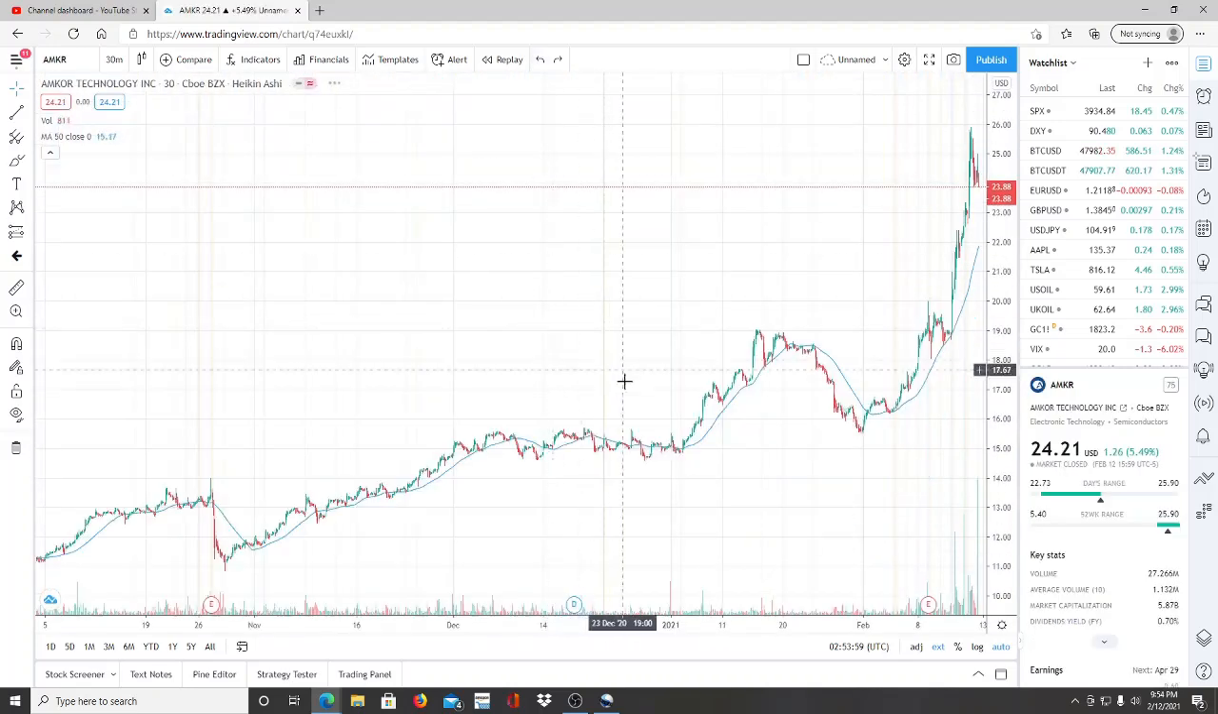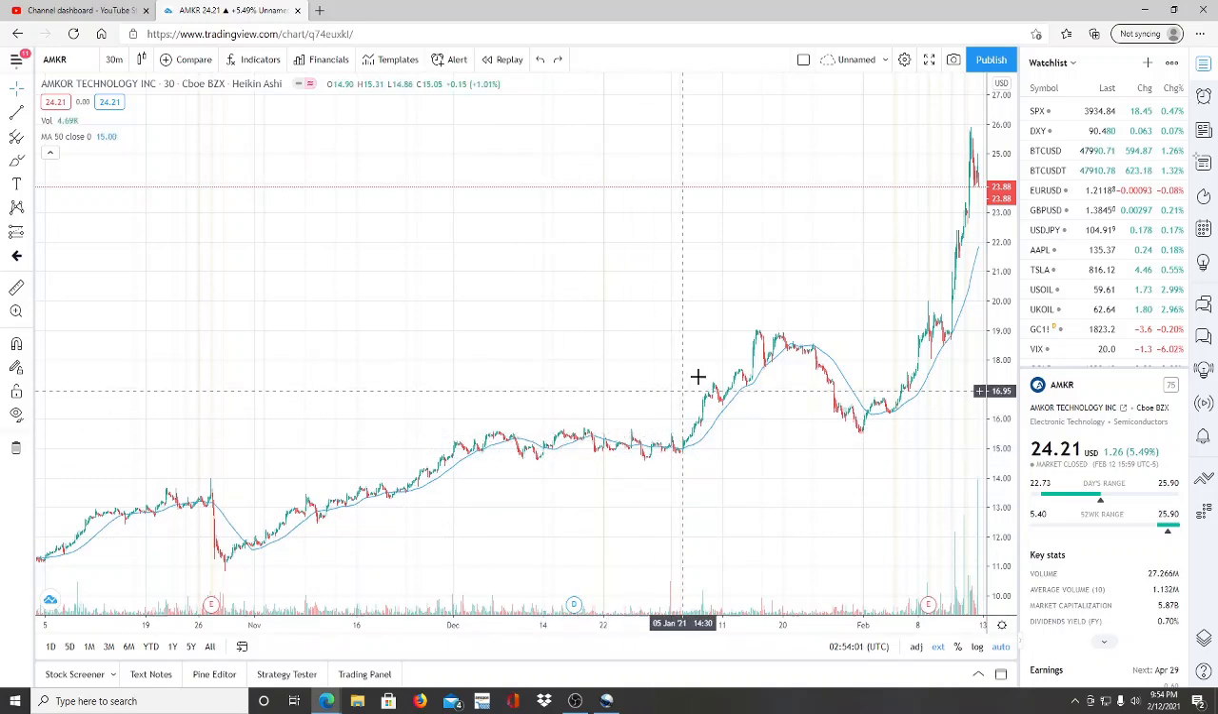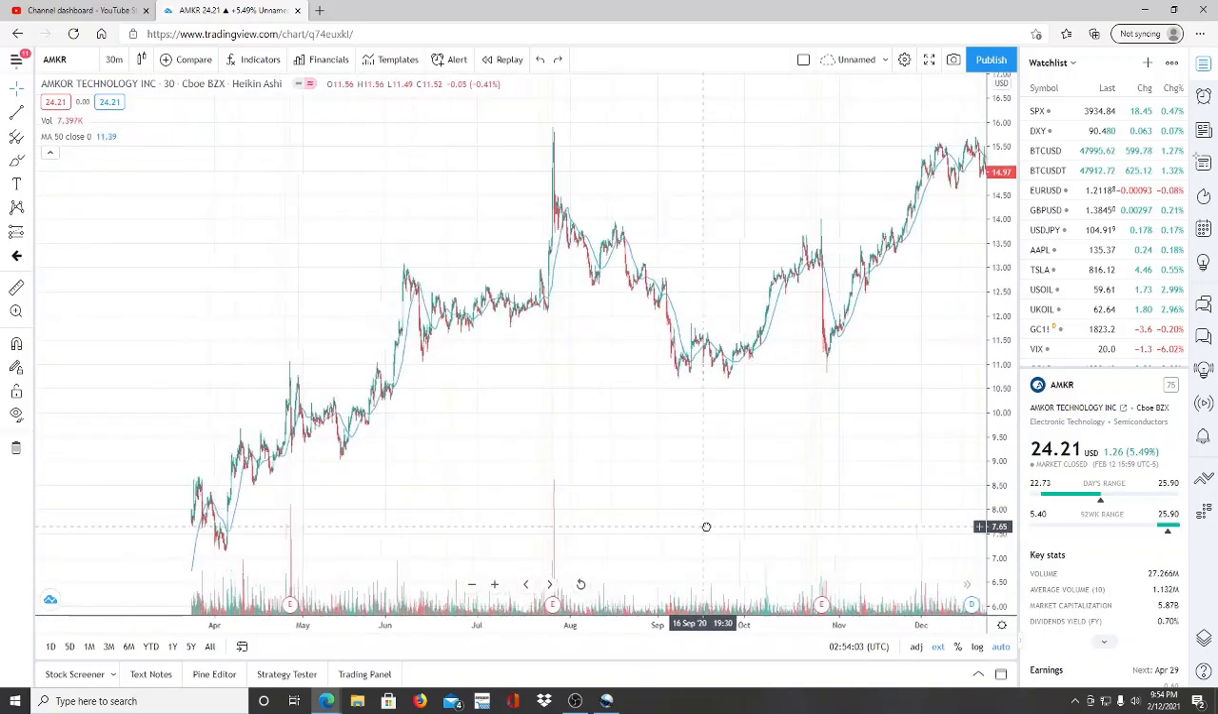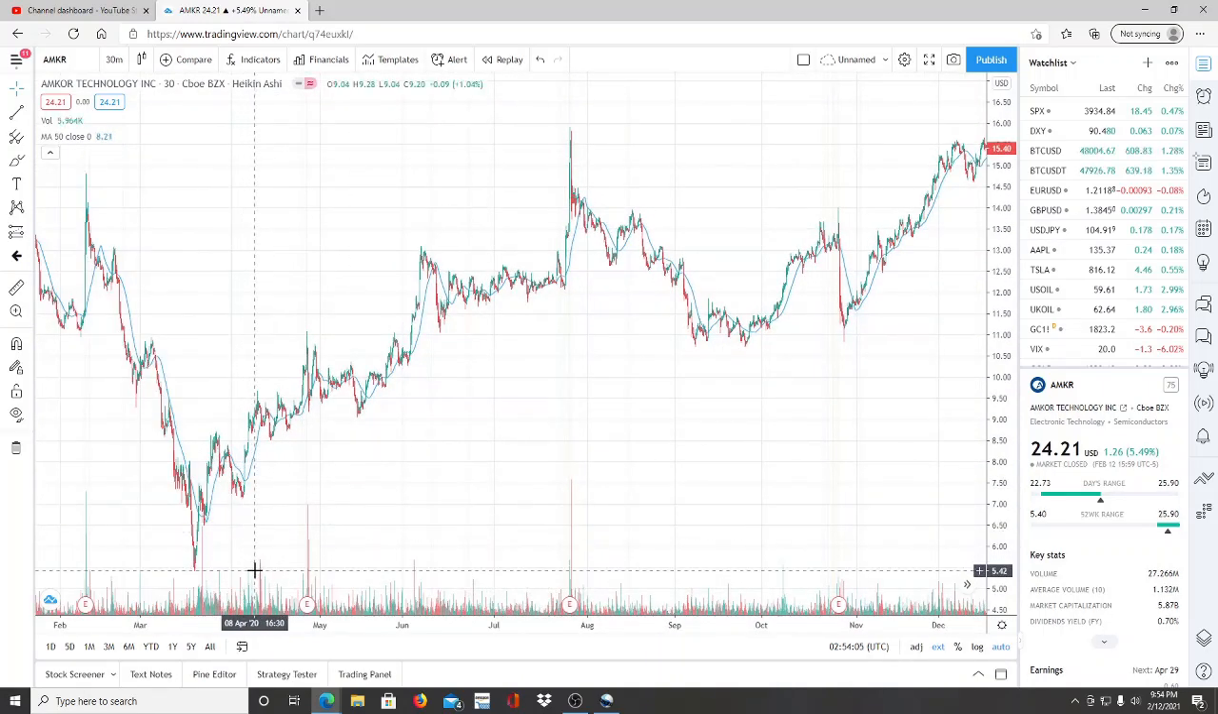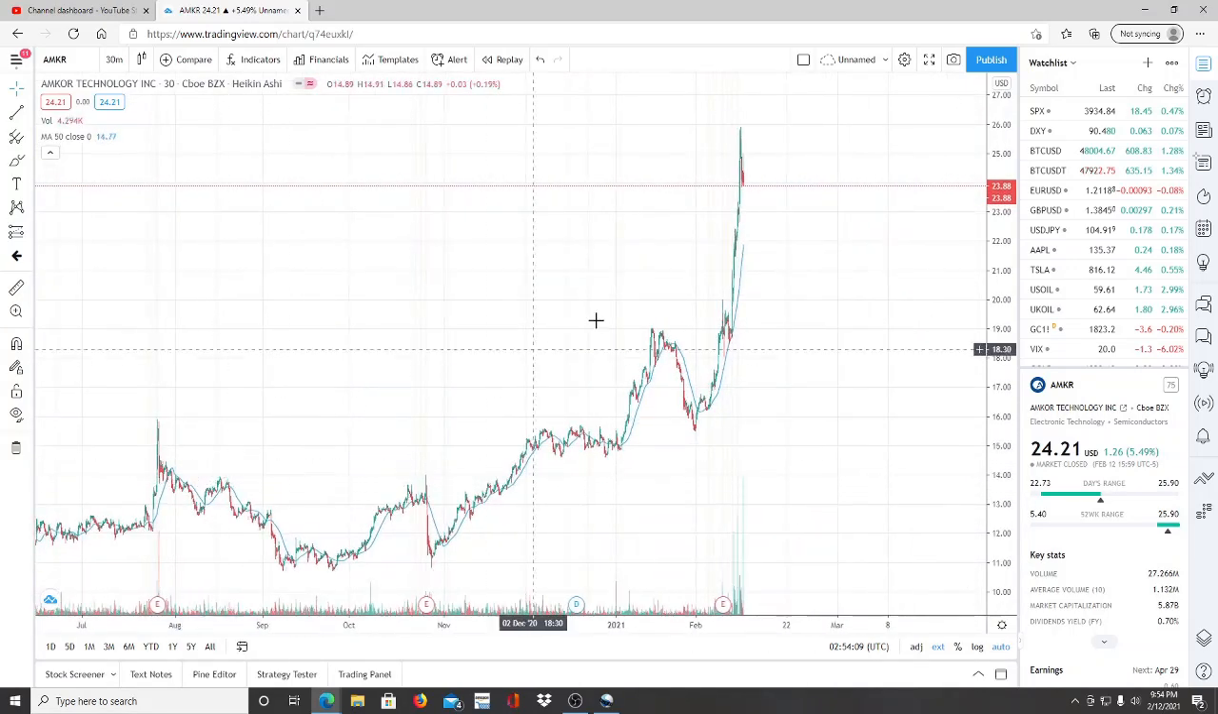The ticker symbol is AMKR. Now, they've been growing exponentially over the year, right? After hitting lows of 5.40 and some change, leading up to this point here of a high of $25.